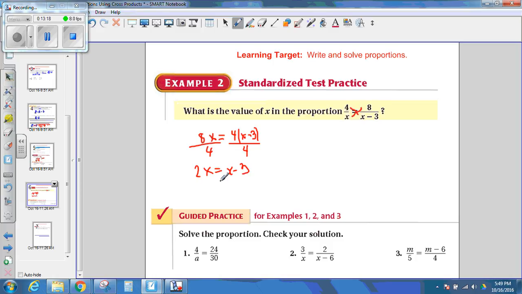Okay, I need to get my x's together, so I'll subtract this x from both sides. And I have 2x minus 1x is 1x equals, and what's left over here after I subtract, negative 3. That's your final answer. So if you were unsure if you did it correctly, you'd plug in 4 over negative 3 equals 8 over negative 6. And if we multiply 4 by 2, you get 8. If you multiply negative 3 by 2, you get negative 6. So we know we did it correctly.